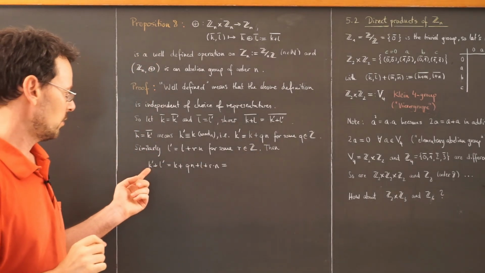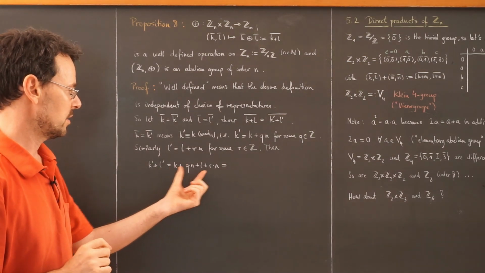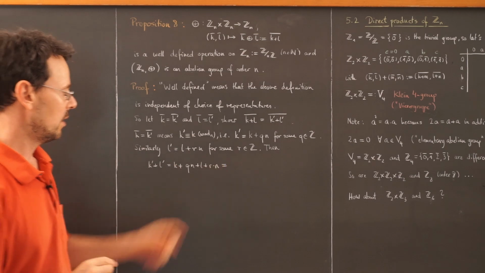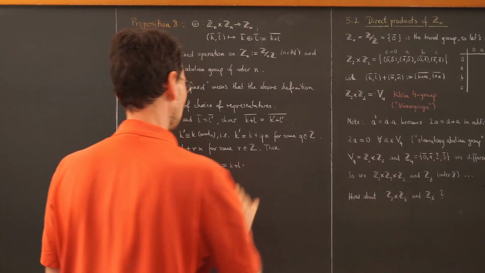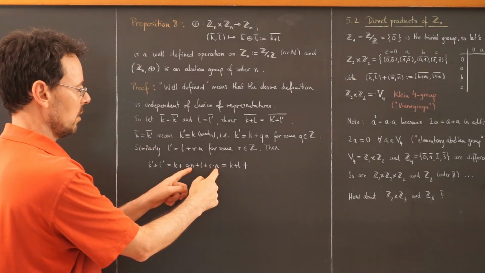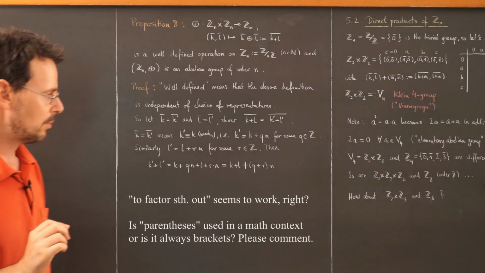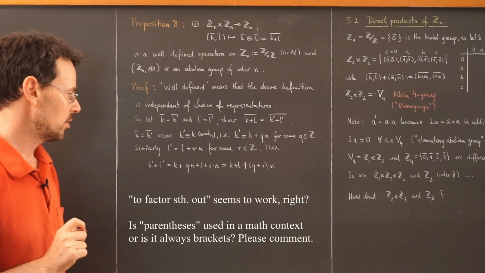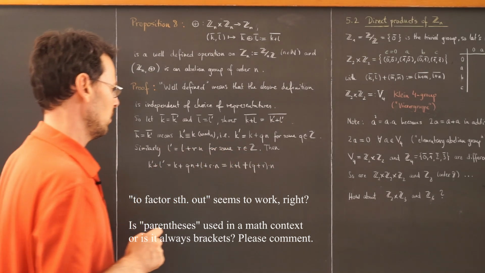So now we take a look at k prime plus l prime. This can be written as this plus this. And now this can be rearranged to give k plus l plus, here I can factor the n out.